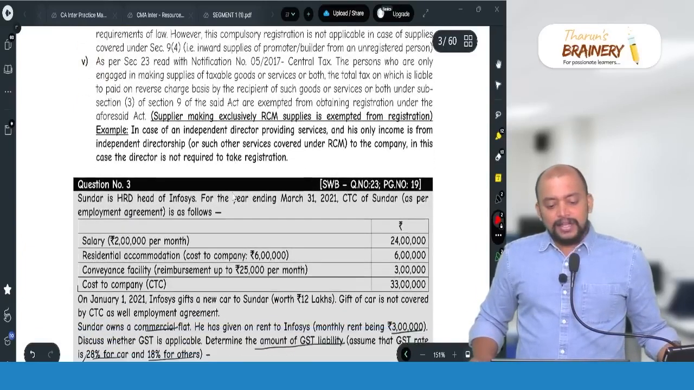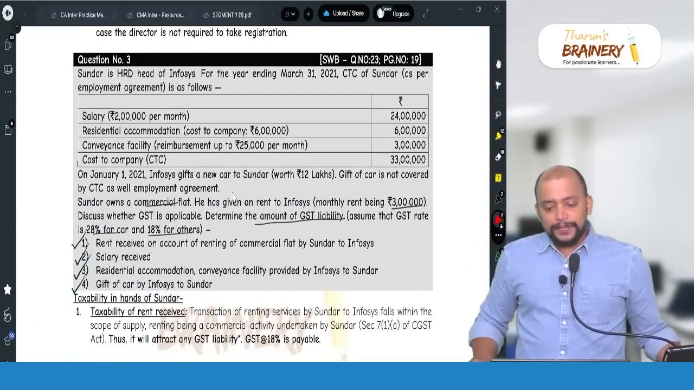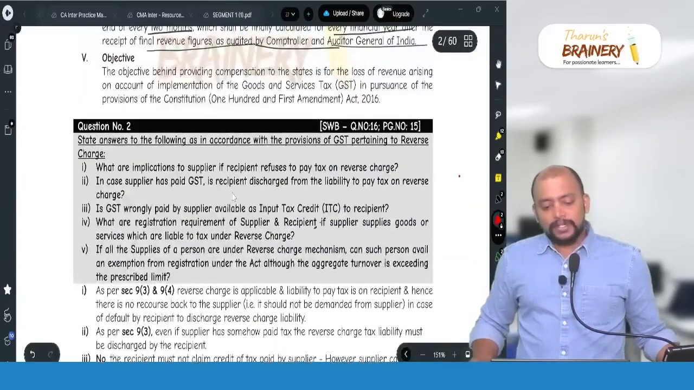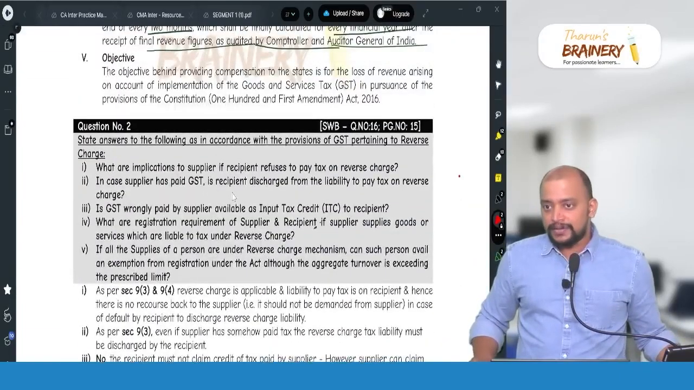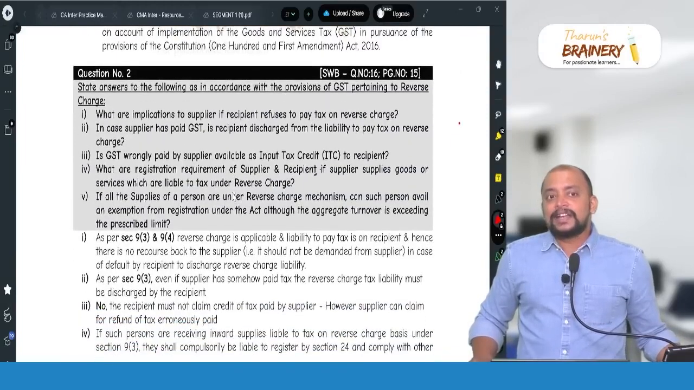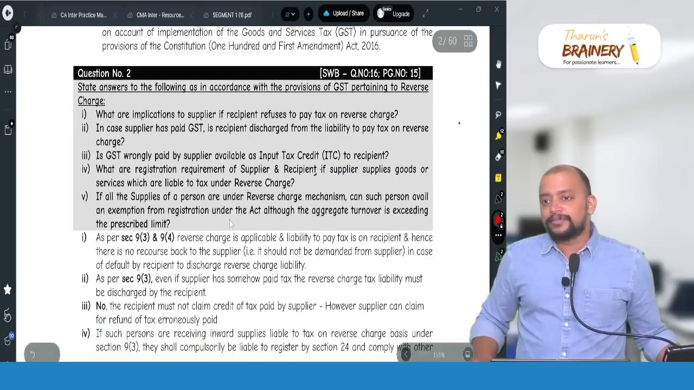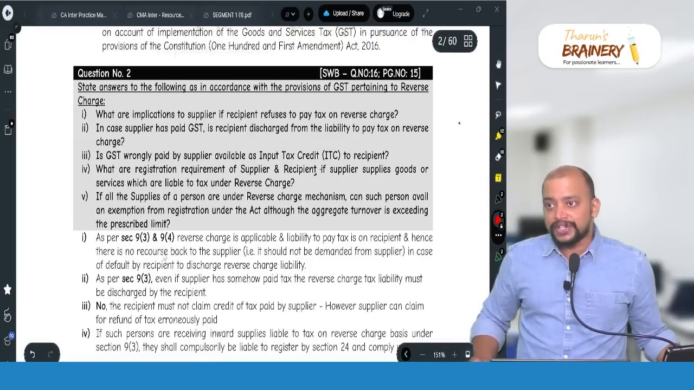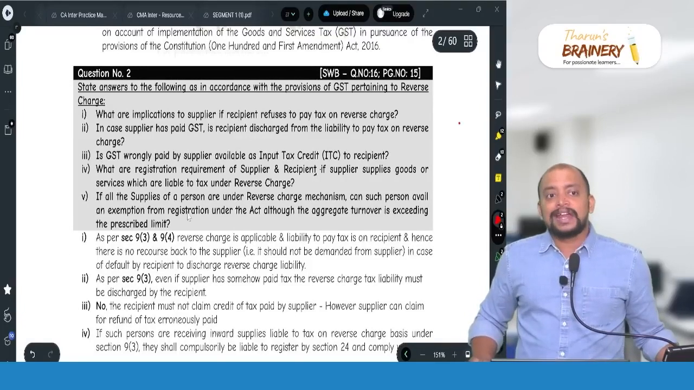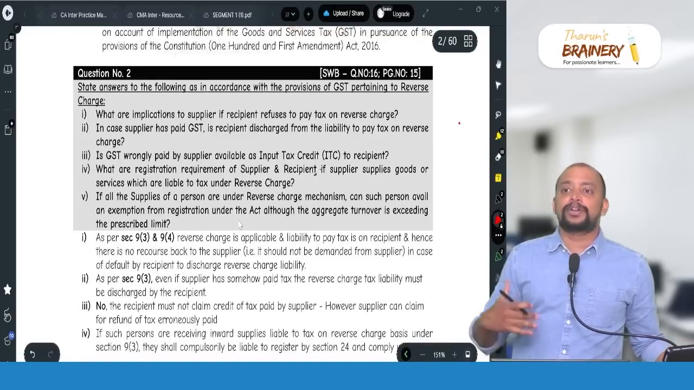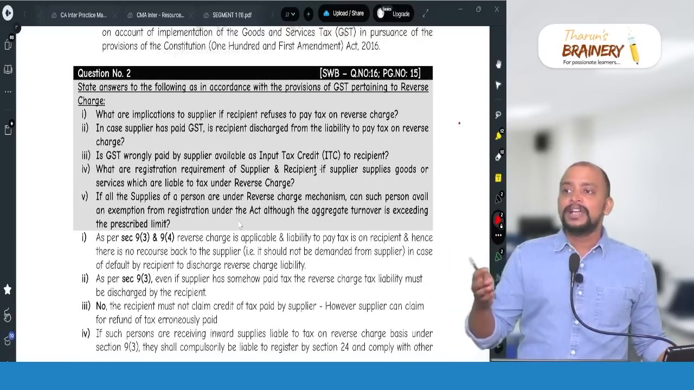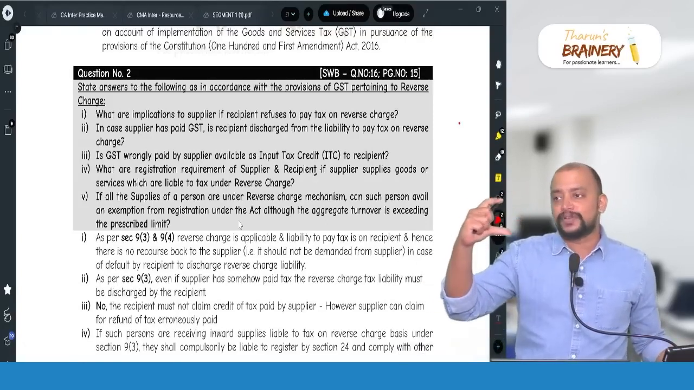Then, question number 3. So, this question number 2 is like a theory question, but connecting multiple points of RCM, they can coin a question like this. Registration, mainly registration and ITC, so payment of tax, who is liable to pay tax. So, they can ask this as a normal question, like somewhere in question number 2 or question number 3 or 4, one part will be 4 marks question.